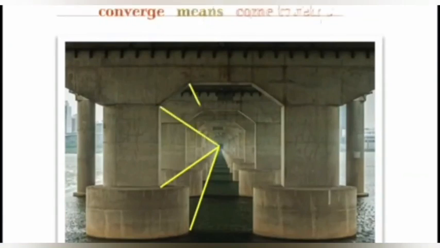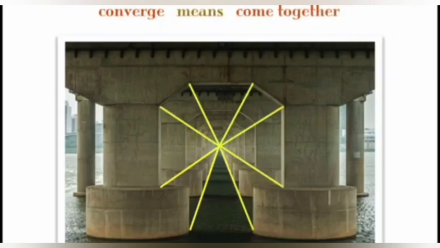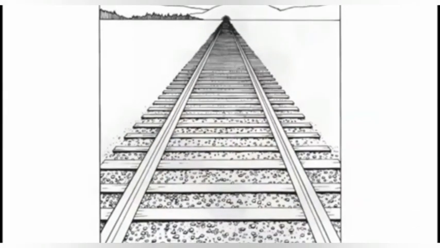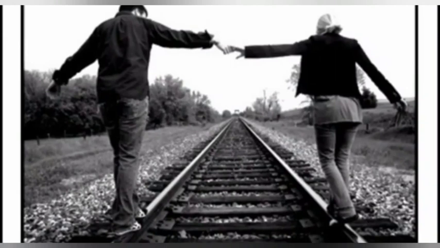Converge means come together. A perfect example would be railway tracks. We know that the metal rails are parallel, and that is, they never meet. But if you look at them going off in the distance, it will look like they meet at a point up ahead. So here in this example, the railroad tracks are the converging lines, and the place where they meet is referred to as the vanishing point, because it looked like everything disappeared or vanished at that point.